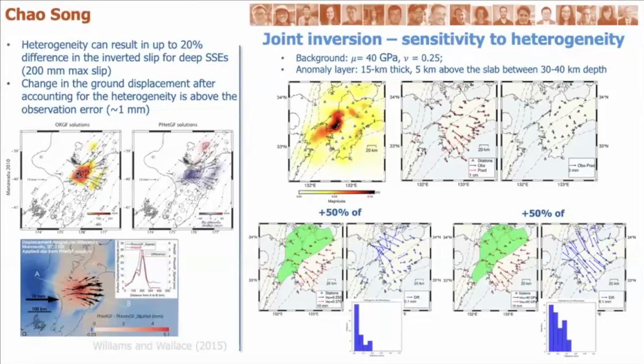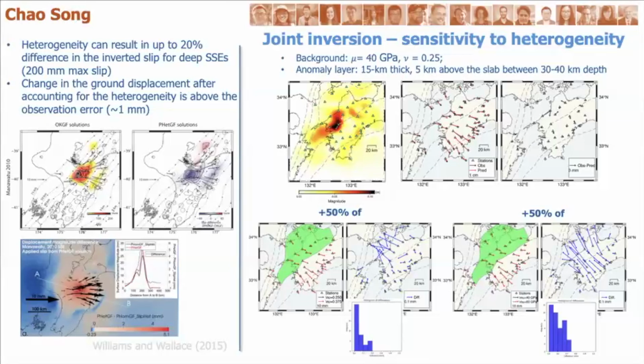So for the same, we assume the previous inverted slip distribution is our ground truth. Then we can obtain the displacement, and we try to add an anomaly layer that is 15 kilometers thick, 5 kilometers above the slab, between 30 to 40 kilometer depth, and this depth is actually known to be the region where slow slip events, low frequency earthquakes, tremor, stuff like that occur. And we try to add 50% of this. I don't know why it's not shown, but this is adding a 50% increase of Poisson's ratio.